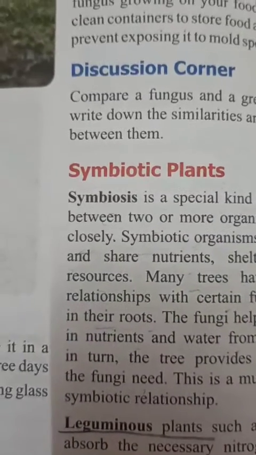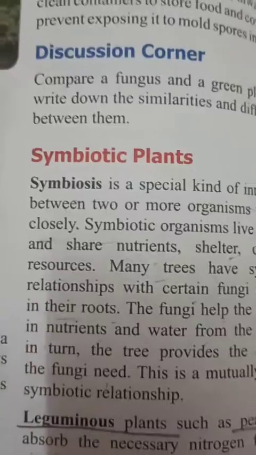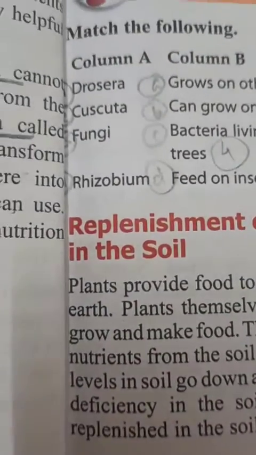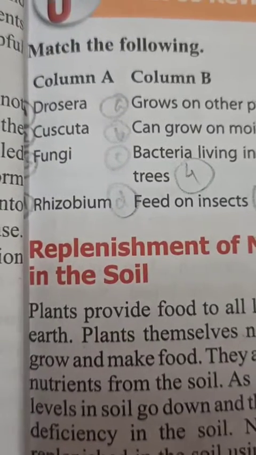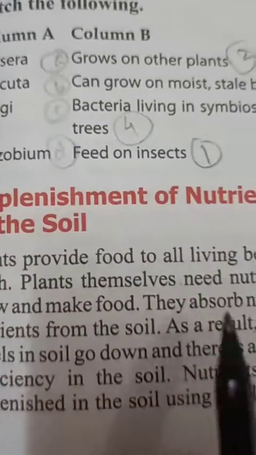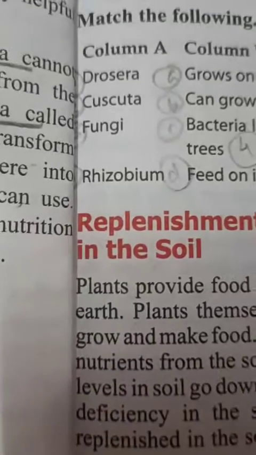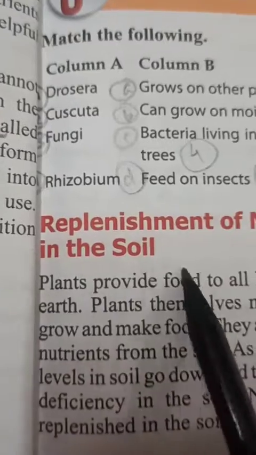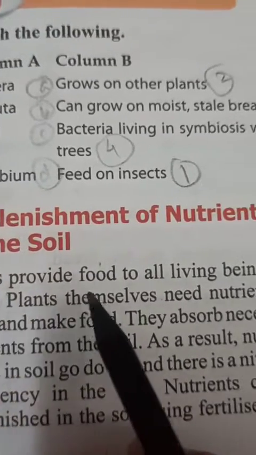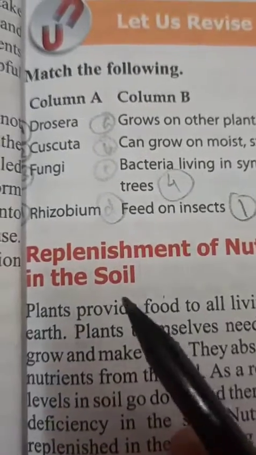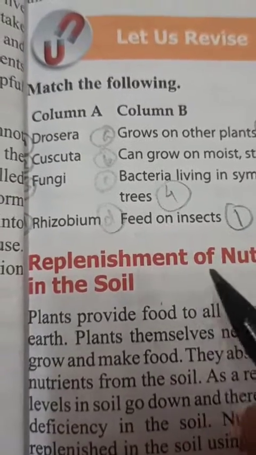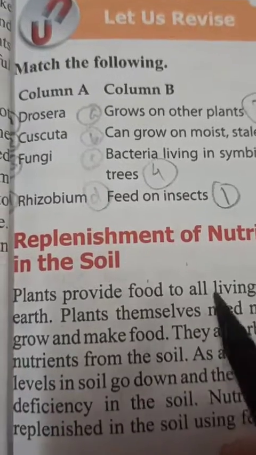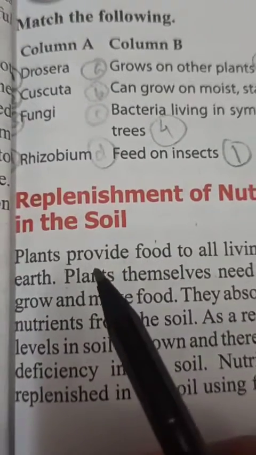So children, many plants get nutrition this way. Our last topic of this chapter is replenishment of nutrients in the soil. Means how the soil gets nutrition when there is deficiency of nutrients in the soil.